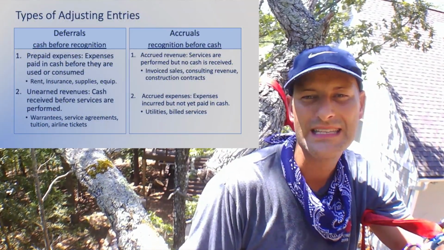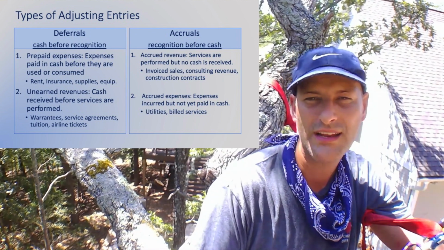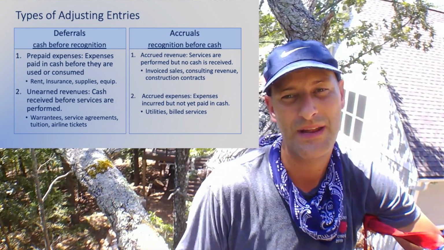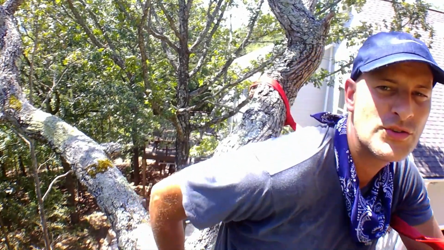So accrued expenses are the other side of that. That means, again, we recognize the expense before we actually expend the cash. So anything we get billed for is an accrual. We typically have a bill, so it's called an account payable. We don't need an adjusting entry for that, because the bill is the event and the transaction we get to record. But utilities, any kind of billed services, those are accrued expenses. So they're things that we owe, expenses we've incurred, but have not yet expended the cash. So those are accrued expenses. So again, two types of adjusting entries. There's deferrals and accruals.